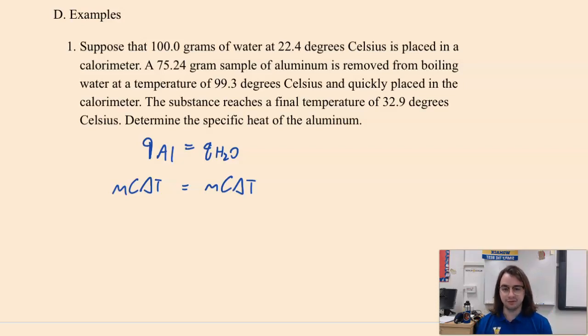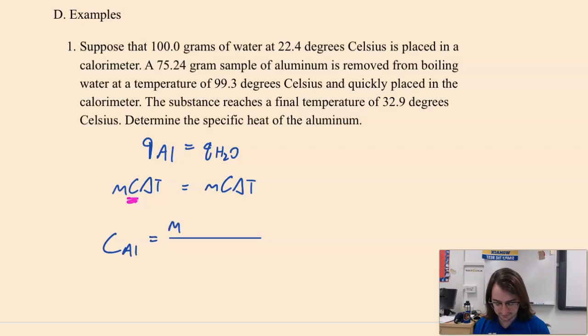But we are looking for the specific heat of the metal. So this is the thing that we are trying to calculate. So what I'm going to do is manipulate this equation a little bit to solve for what I want. And now, I've actually changed my mind. I am going to label things. So this is the specific heat of the aluminum.